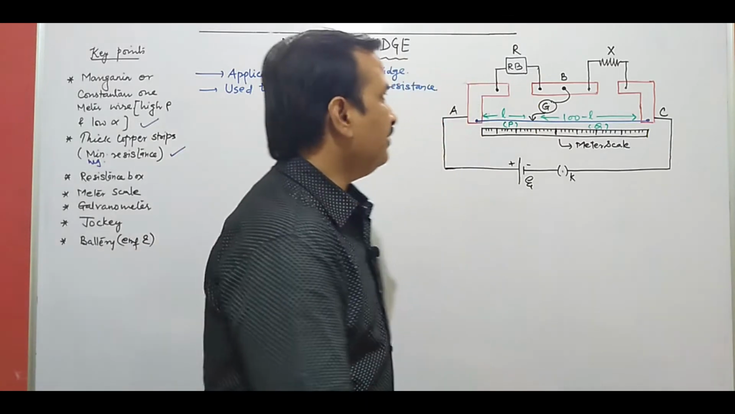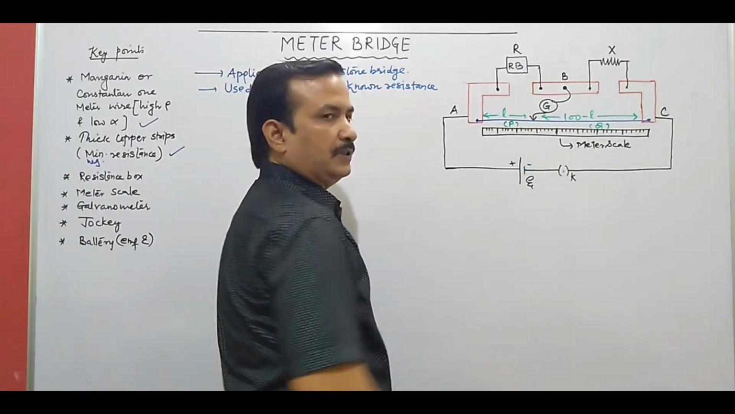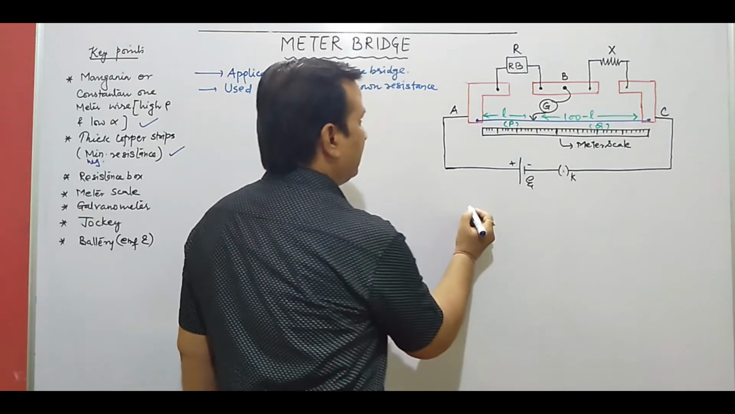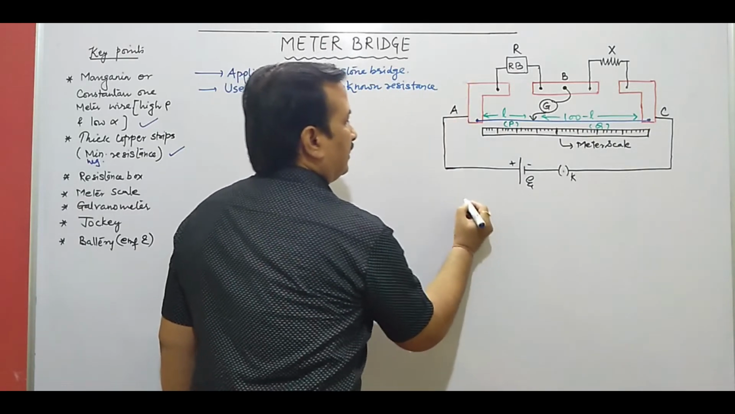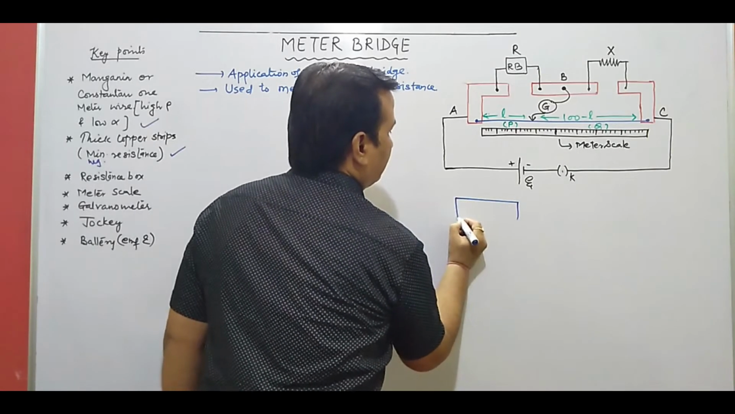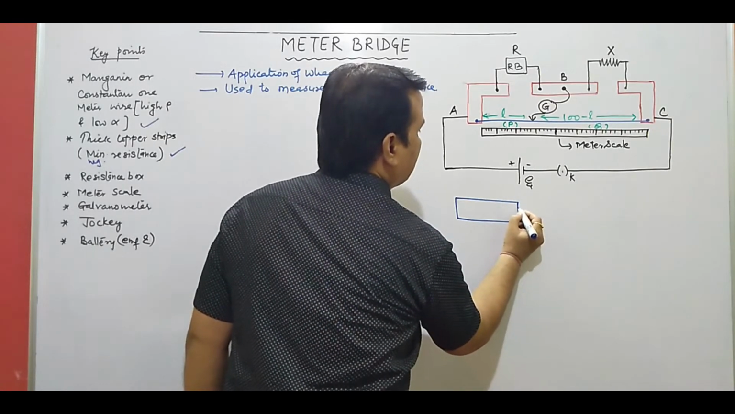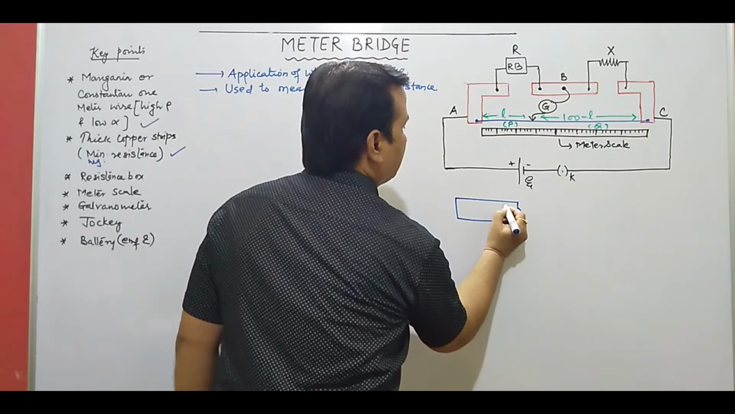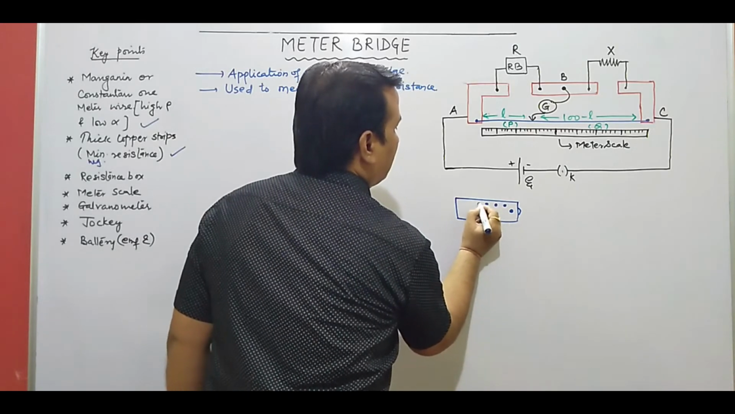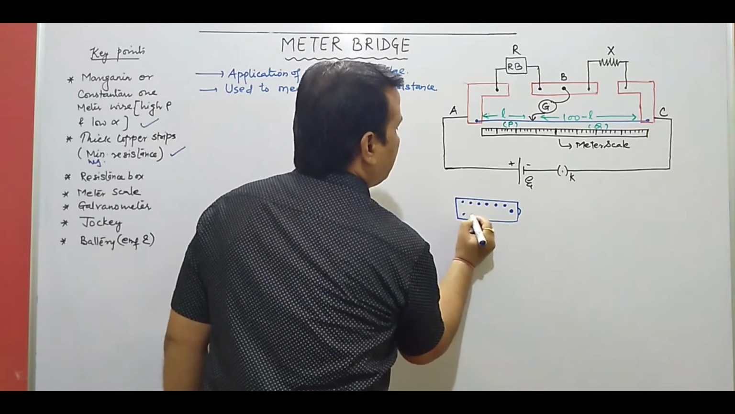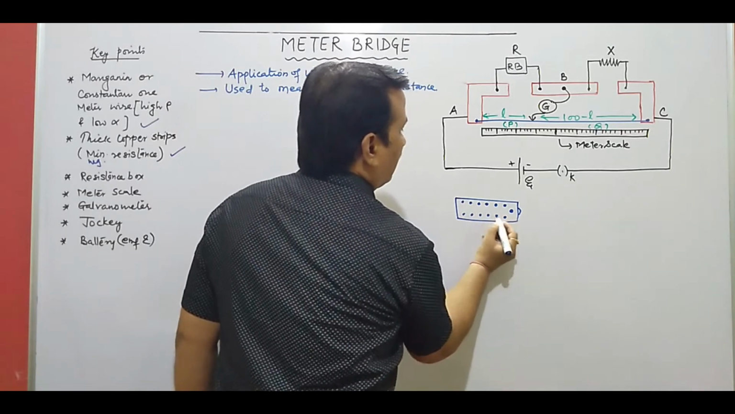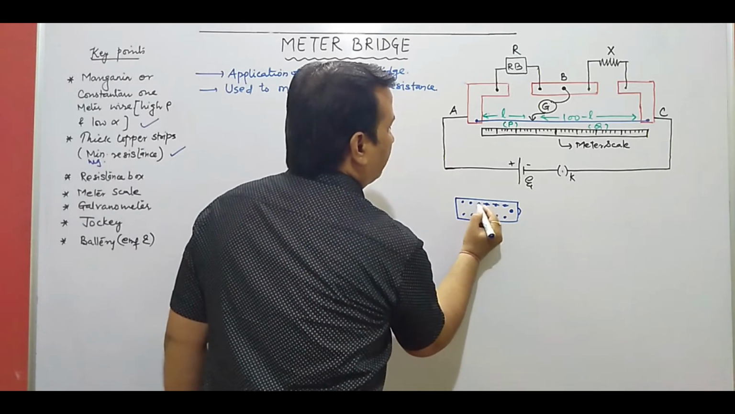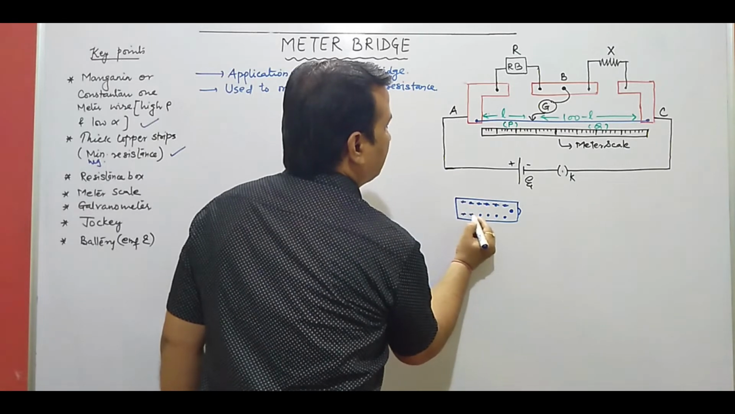Then another thing which we are using is the resistance box. The resistance box, I will draw it here, looks something like this. You will find resistances, there are keys over here, and these are of different resistances.